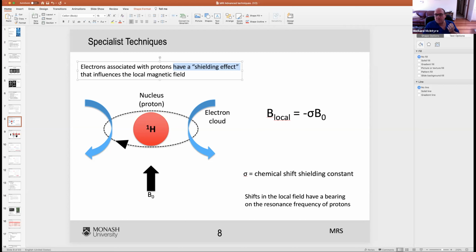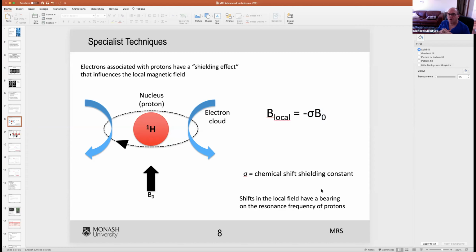Okay, so we have a local magnetic field, and we have the chemical shift shielding constant multiplied by the magnetic field experienced by that proton. Shifts in the local field have a bearing on the resonant frequency of protons. Basically, what that means is the frequency of protons is affected by the electrons around them.